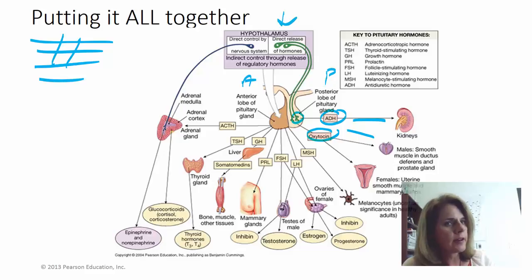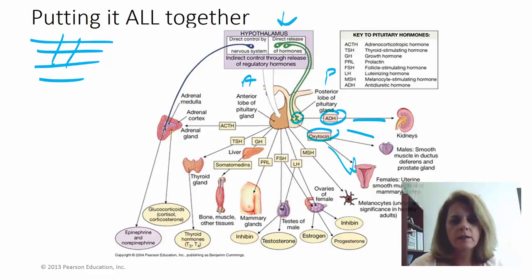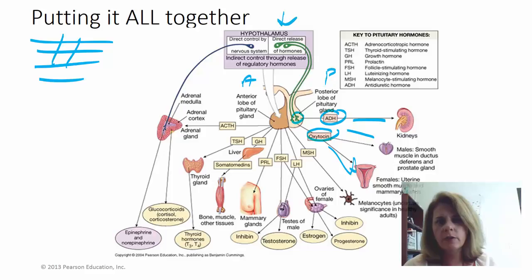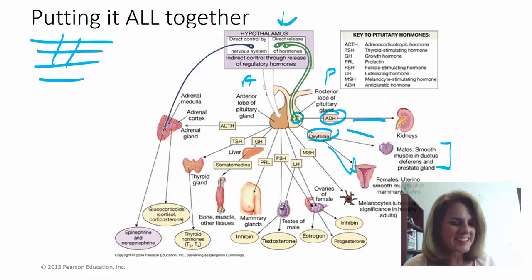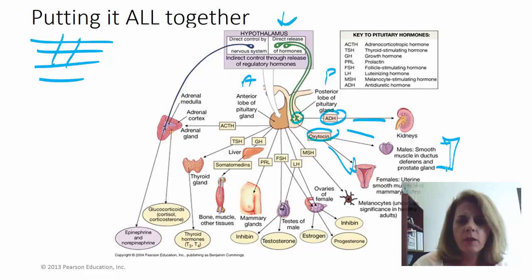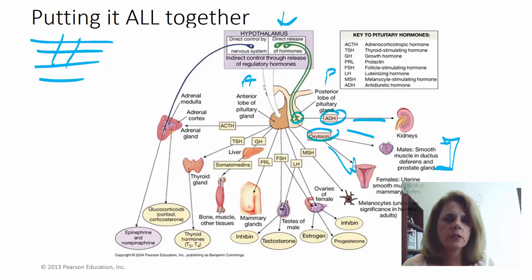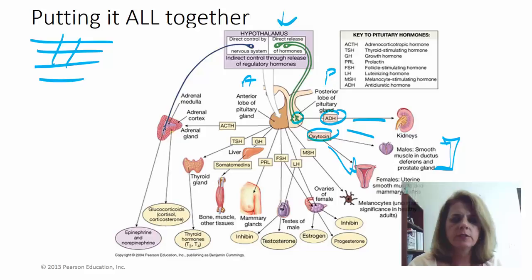Now you'll need to go back and find out, what does it do when it gets to the kidney? This is just showing you where the target is. Oxytocin: the target is going to be the mammary glands and also the uterine smooth muscle. Now, we didn't talk about this, but males also respond to oxytocin. The ductus deferens, or you may know it as the vas deferens, and then the smooth muscle of the prostate gland also responds, so we'll talk a little bit about that in reproduction. So males also respond to oxytocin. So those are your two posterior pituitary hormones.